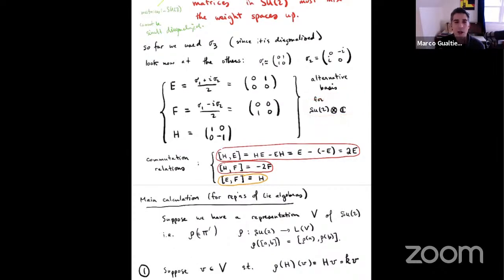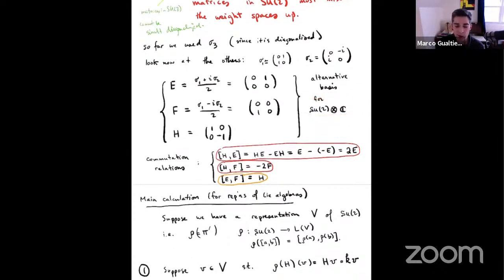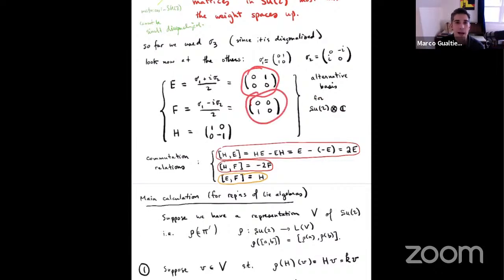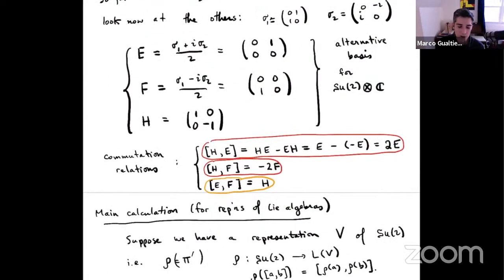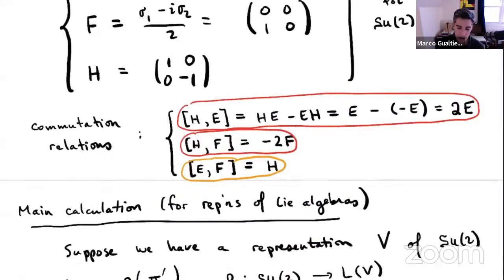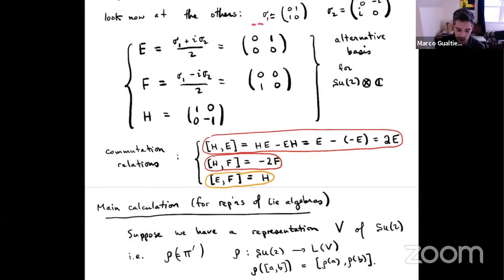The only reason I'm doing this is because I want this nice format for the basis elements. So then, instead of the commutation relations between sigma 1, 2, and 3, I could figure out what the new commutation relations are. And these are the important relations. If I take H and take the commutator with E, what I get is a multiple of E.